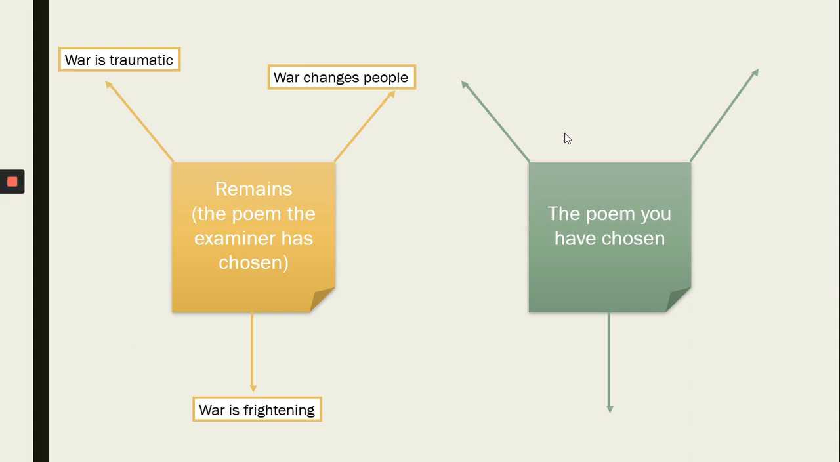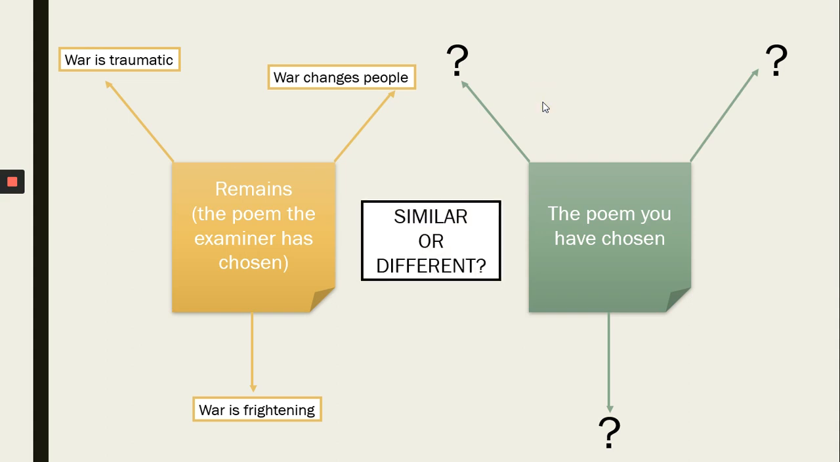And you can then pick those things up in the poem that you have chosen, because, as I said, I'm not going to tell you what to write about with the poem that you've chosen. That is your choice. But the key thing is, when we are taking this plan and we've got our points that we want to make, okay, we then need to think about similarity and difference.